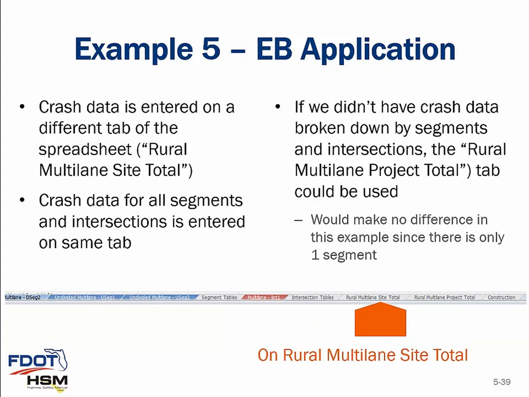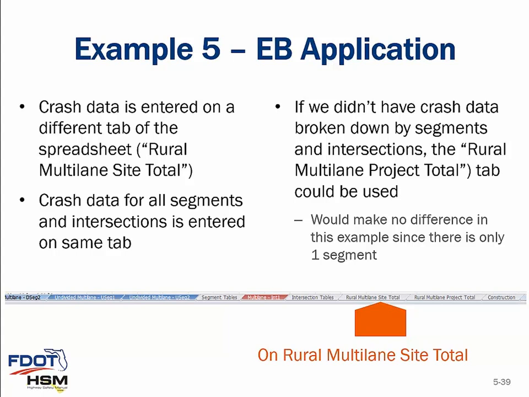So let's talk a little bit now about the EB application and how you do this within the 1738 spreadsheet. The data must be entered under the rural multi-lane site tab. You can see that with the orange arrow pointing toward it. So you go out further to the right and you find that rural multi-lane site tab. And the crash data for all the segments and intersections is entered at this location.